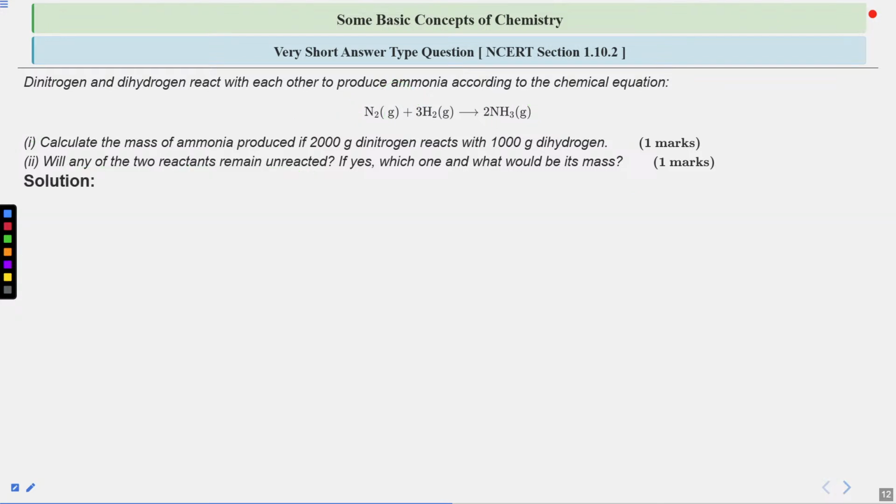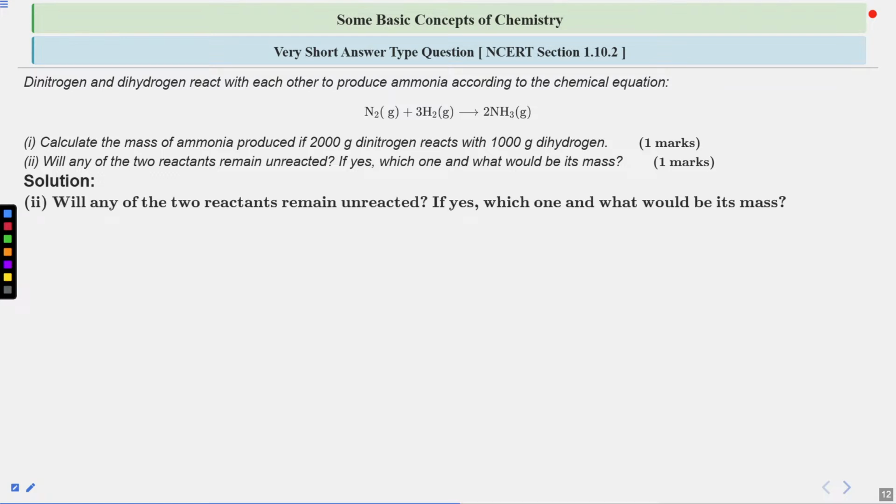To calculate that, we must write the first answer, which is whose mass remains unreacted. So it will be N2. Sorry for this. This will be N2 here. Nitrogen is the limiting reagent. Okay, so there is a correction here. If you write this, you get your half marks, because this is a 1 mark question, you will get half marks here.